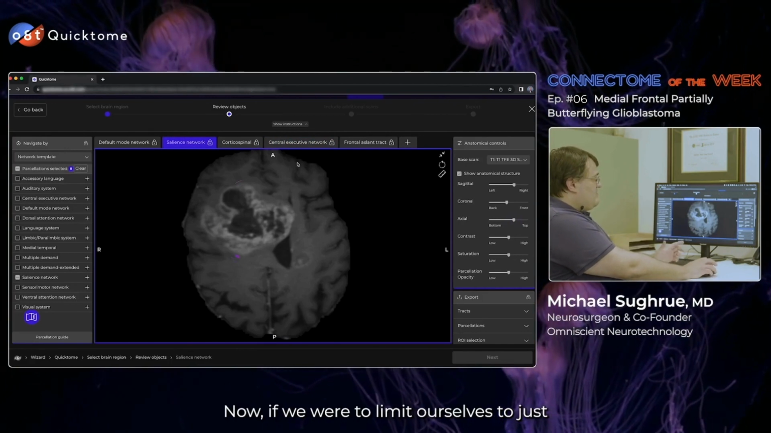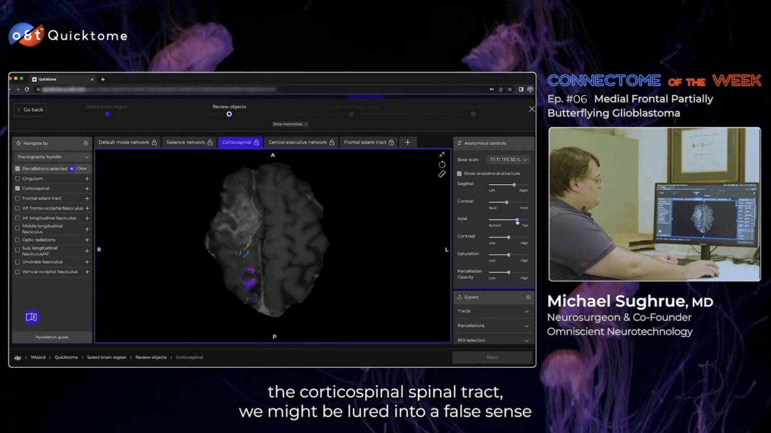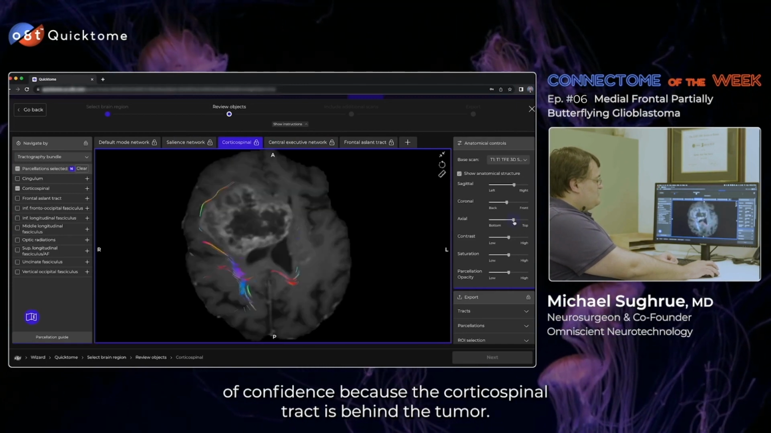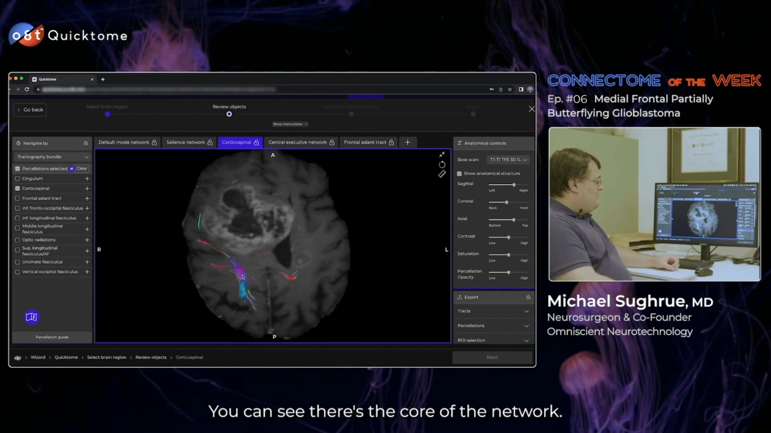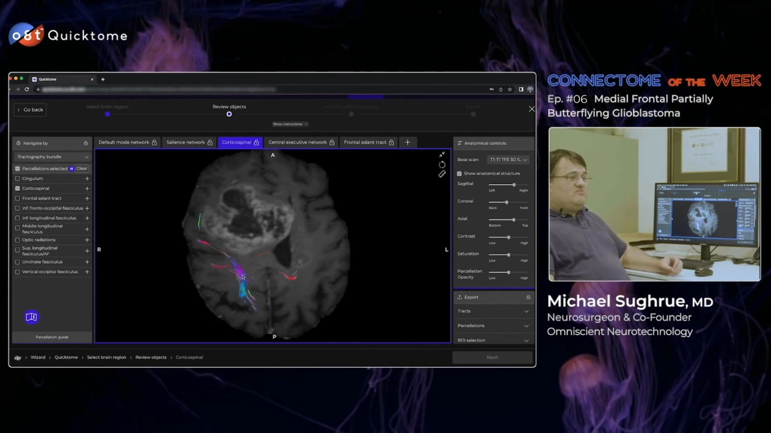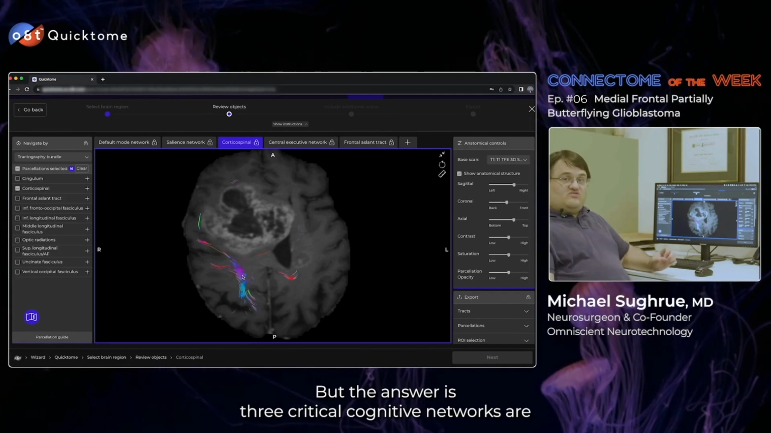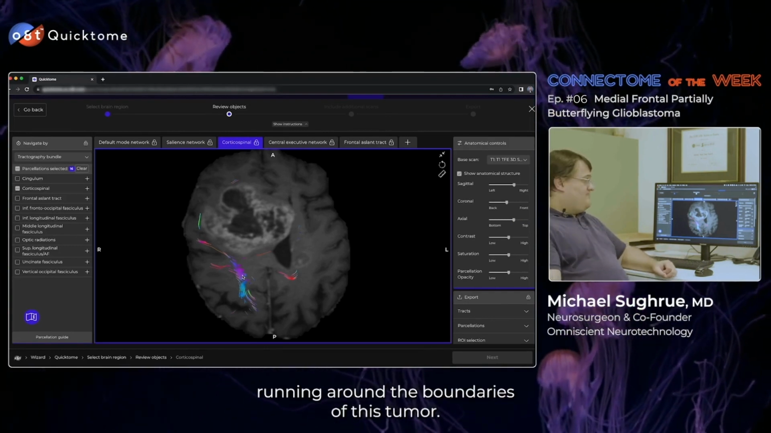Now, if we were to limit ourselves to just the corticospinal tract, we might be lured into a false sense of confidence, because the corticospinal tract is behind the tumor. You can see there's the core of the network. So it's not a motor region lesion, right? But the answer is three critical cognitive networks are running around the boundaries of this tumor.